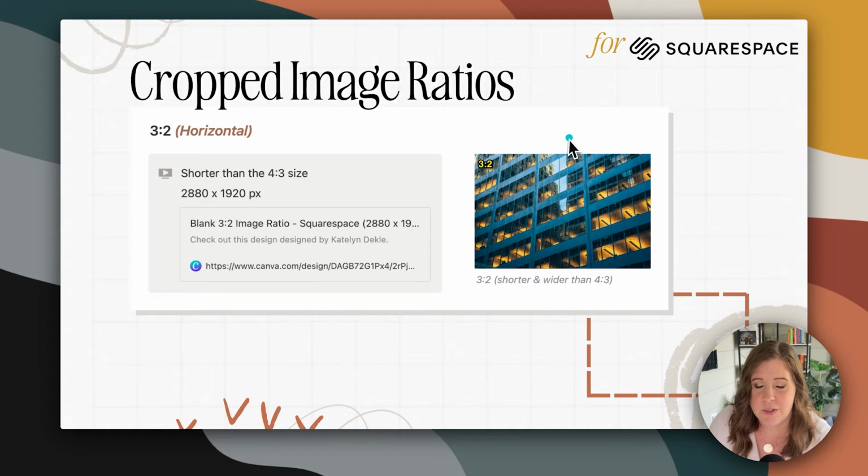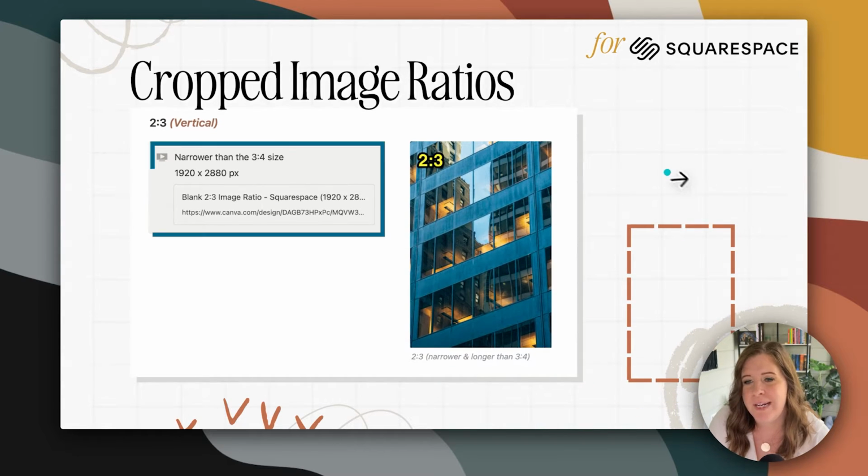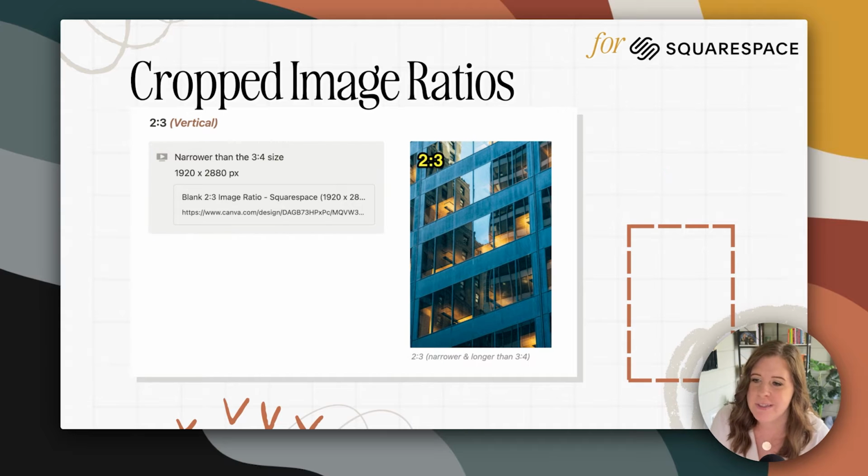The width is 2,880. So basically the left and right is shorter. So that's the first one. And then 2:3 is the same thing, even though it doesn't really look like it. Our brains tell us this is taller and more narrow, but it is the same exact thing. It's just turned on its side.